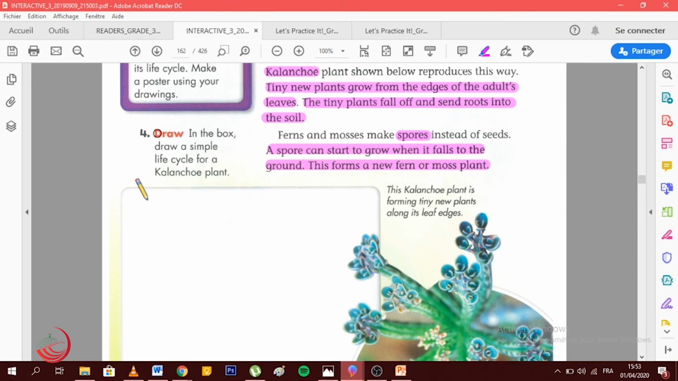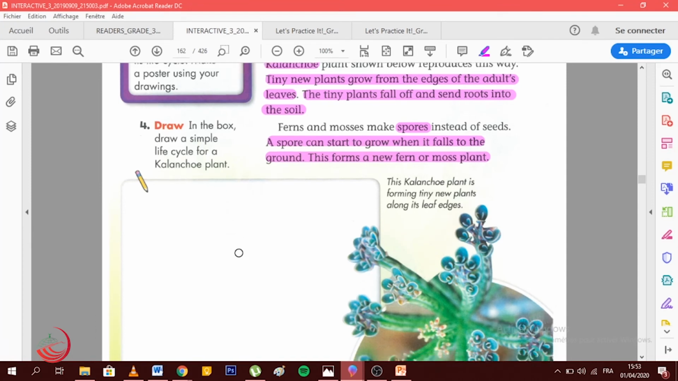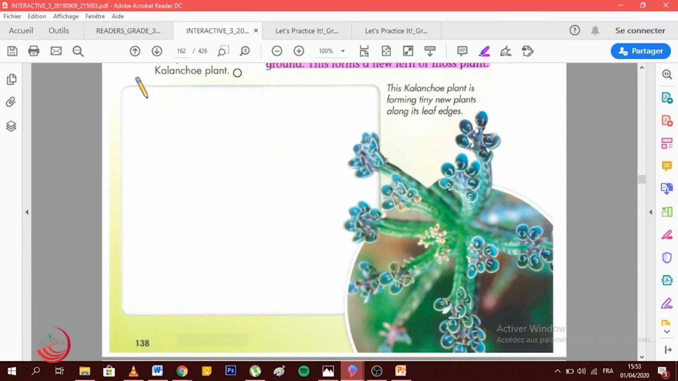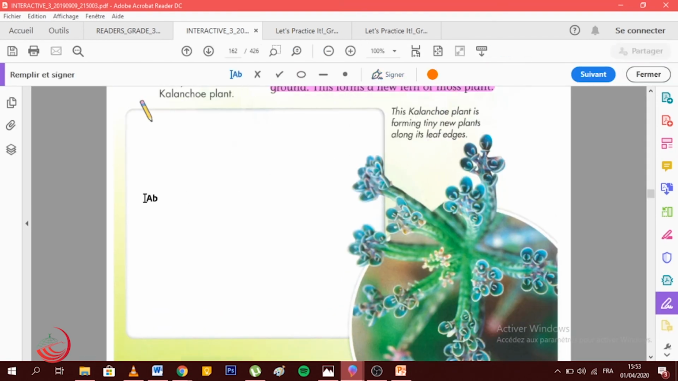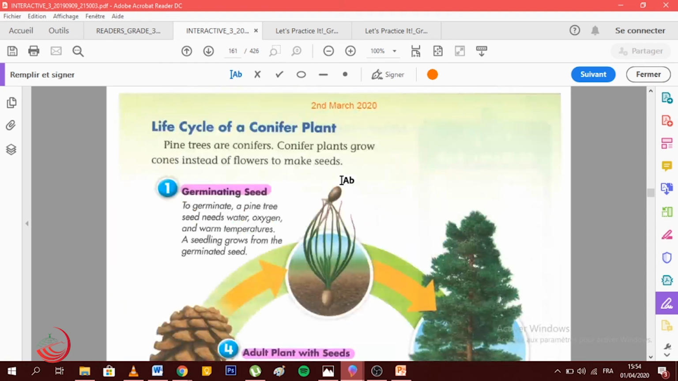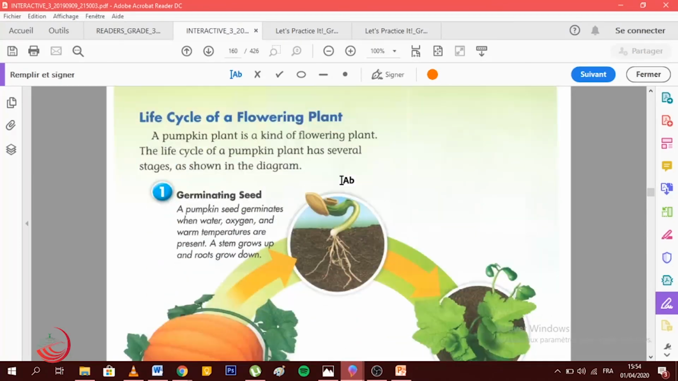Here they're asking us to draw. In the box, draw a simple life cycle for a kalanchoe plant. So here I want you at home to draw, because I cannot draw here, I can only write. I want you to draw the kalanchoe life cycle. You can draw it the same way as this one and as this one.